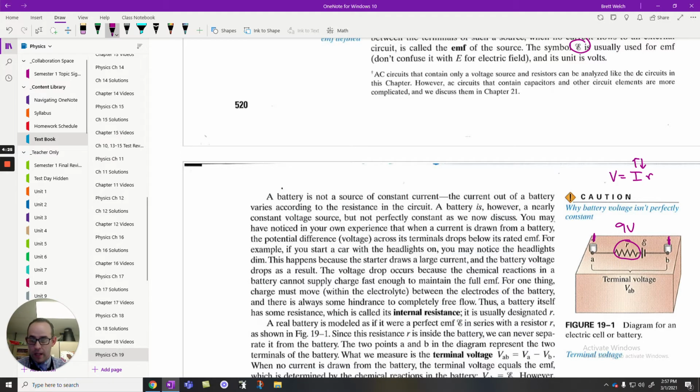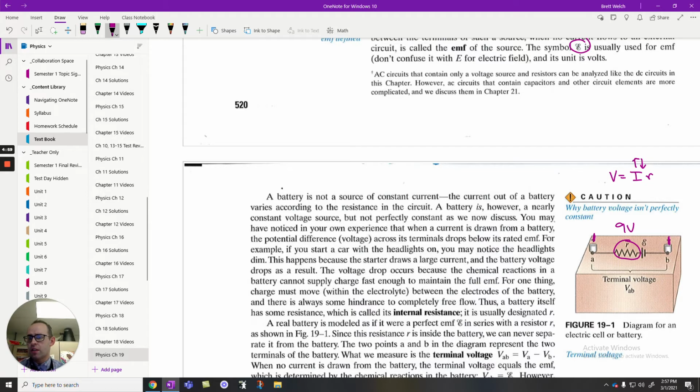So if a circuit has a lot of resistors in it, it's going to have a very low current, which means that this terminal voltage or this internal resistance is going to make very little difference. But if I hook this up to something that has very little resistance in the circuit, like a toaster or a light bulb, maybe a flashlight, that means that I'm actually going to lose quite a bit out of the battery because I have such a high current that I'm going to have a bigger loss in the battery.